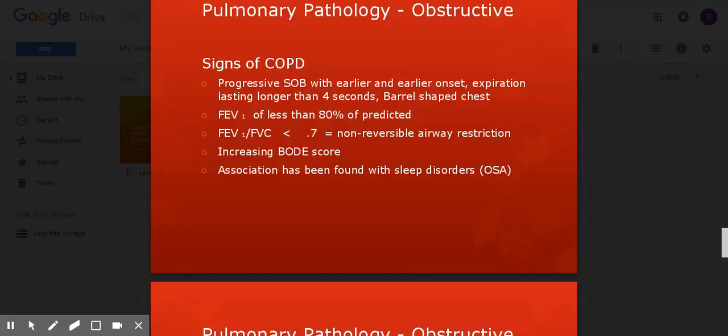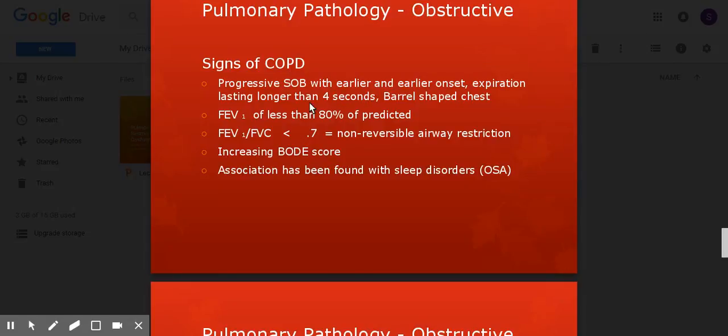So, what are some of the signs and symptoms of COPD? Progressive shortness of breath with earlier and earlier onset of activity. It starts out as, boy, I can't do the stuff I used to do a couple years ago without getting short of breath, climbing steps, those sorts of things. And pretty soon it becomes shortness of breath with just trying to get dressed, simple ADL activities. These patients will also develop longer and longer respiration cycles because of a long expiration lasting longer than 4 seconds. They are doing everything they can to try to get air out of their lungs.